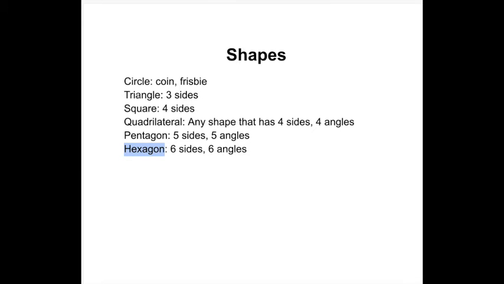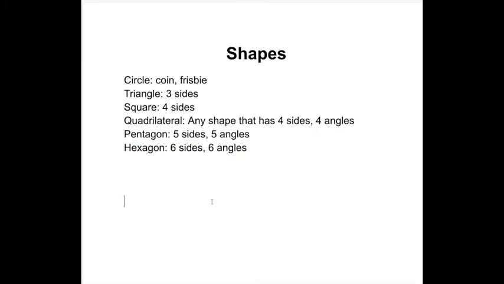So let's say the name of the shape and how many sides it has. Triangle, three sides. Square, four sides. Quadrilateral, four sides and four angles. Pentagon, five sides, five angles. And hexagon, six sides and six angles.